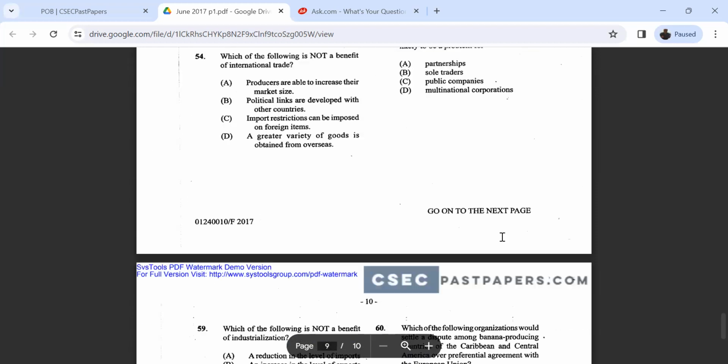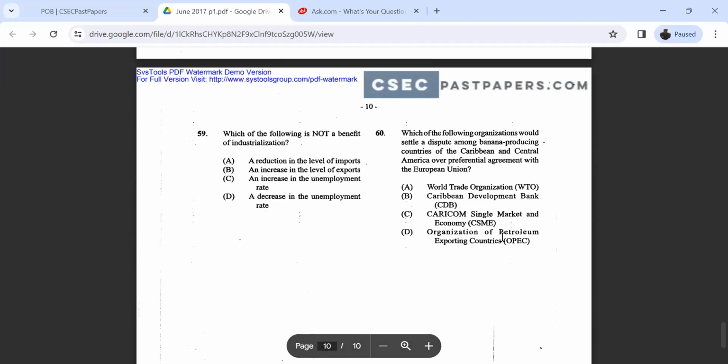Number 59. Which of the following is not a benefit of industrialization? A, a reduction in the level of imports. Remember, it's not a benefit. B, an increase in the level of exports. C, an increase in the unemployment rate. D, a decrease in the unemployment rate. Is it C? An increase in unemployment is not a good thing. Even if you don't know what industrialization is, you know that C is not a good thing, right?